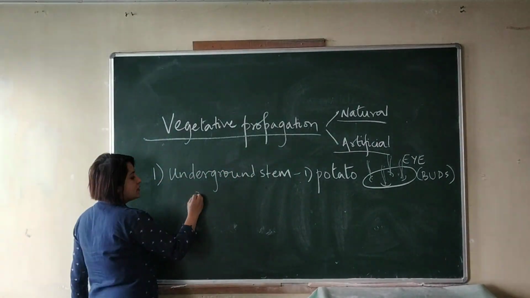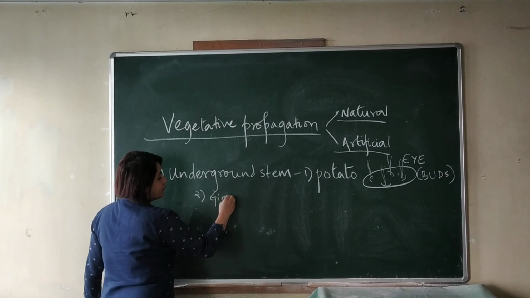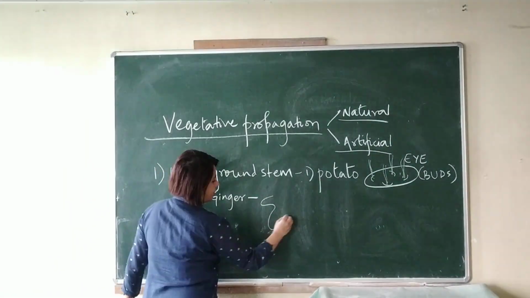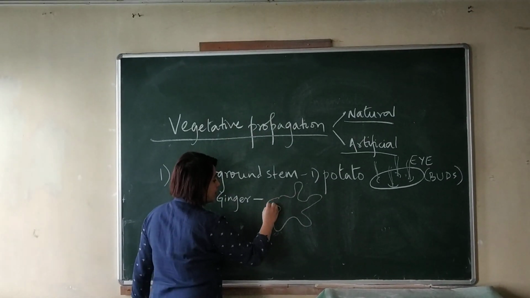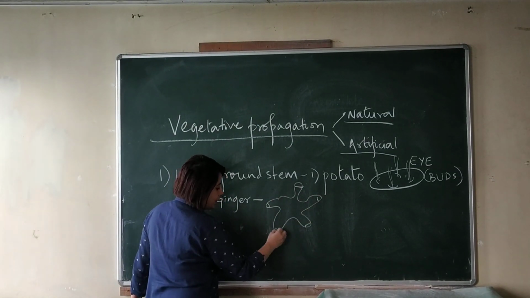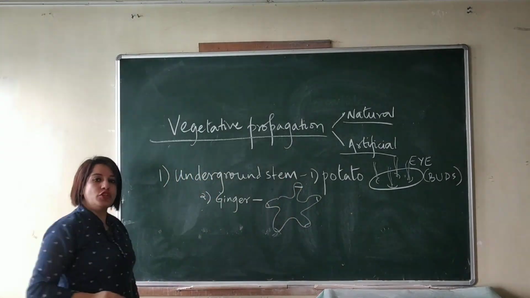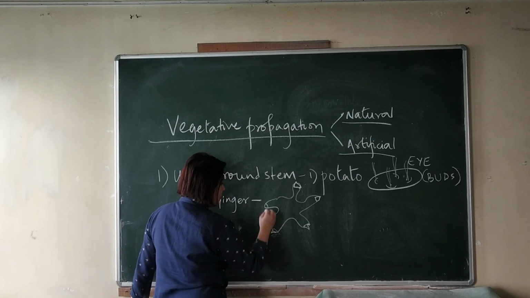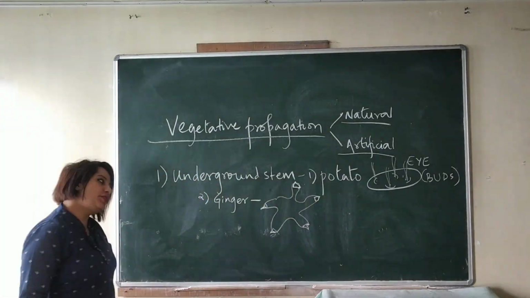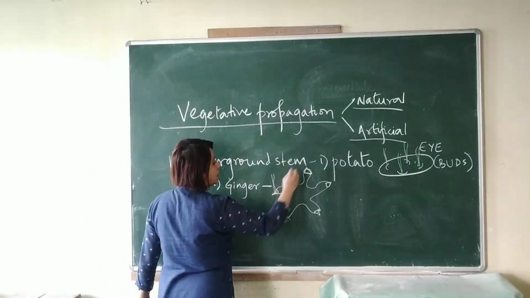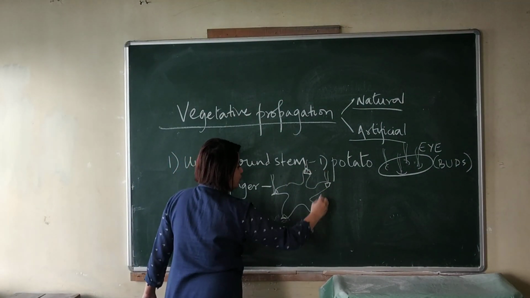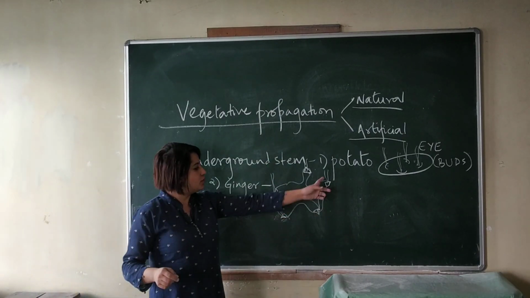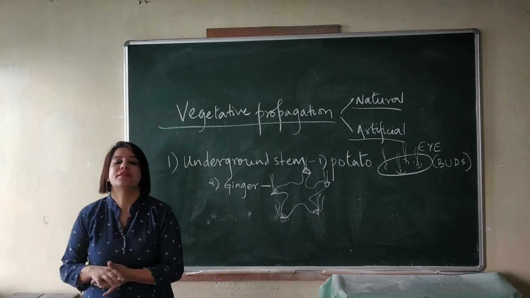The next underground stem is ginger. Ginger is also an underground stem. Just a rough diagram. If you see, you'll find that the tips of some of these ginger contain buds. These buds also give rise to a new plant. So if you plant ginger, you'll find that from these buds, new plants start developing.